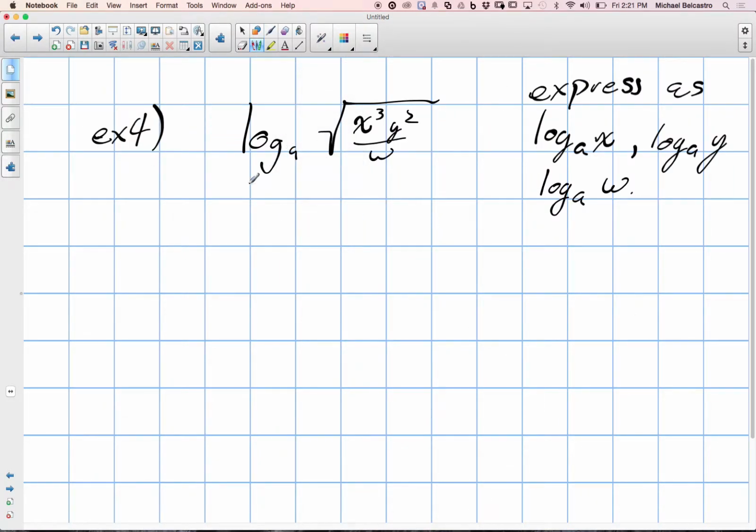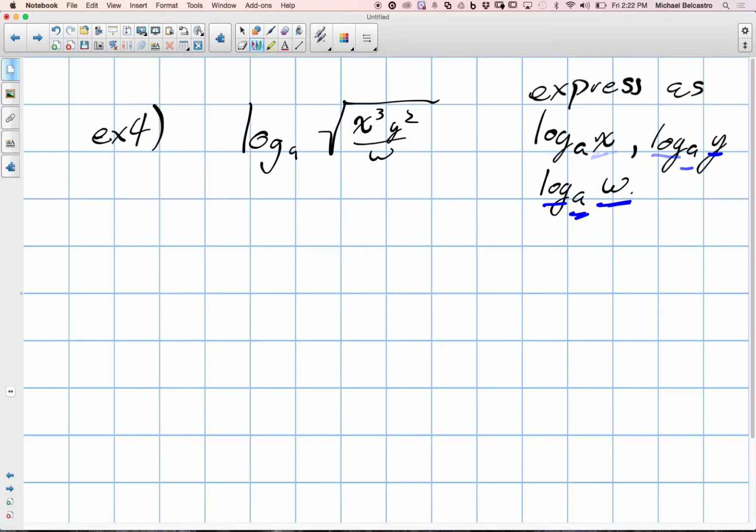Question here. Log base a to the root of x cubed times y squared divided by w, and they want us to express it as a log base a with x, log base a with y, and a log base a with w. Okay, and we are not in that form as of right now.